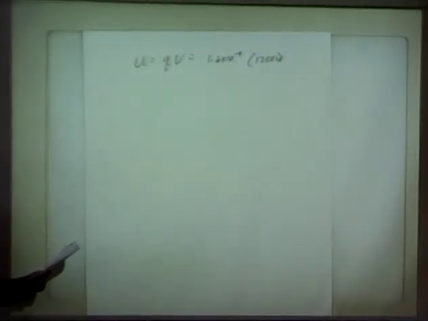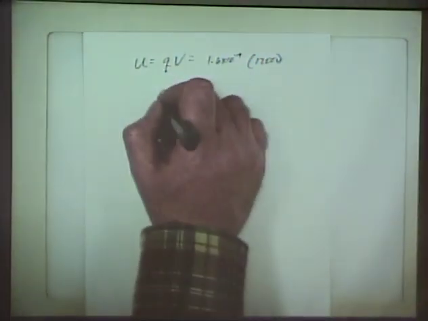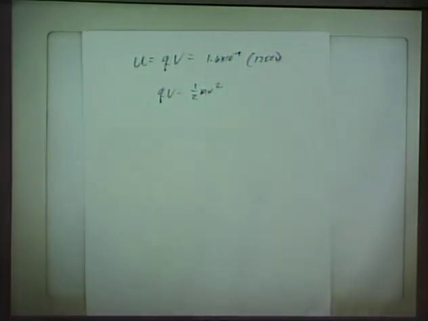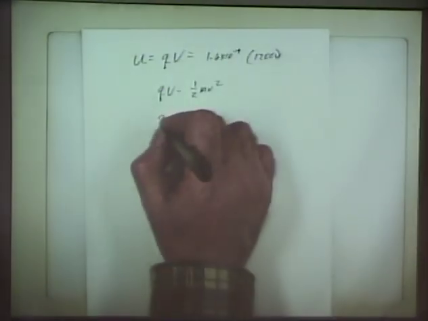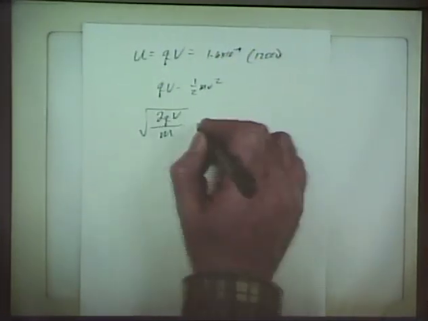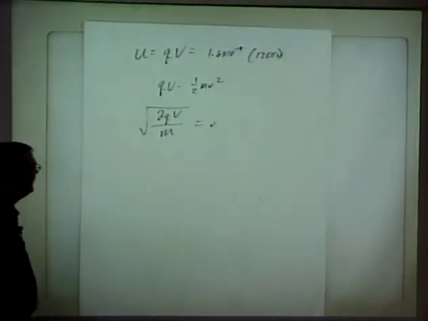Now then, what speed does it acquire? Well, QV equals 1/2 mv squared again. So the square root of 2 QV over m equals the velocity, little v. That's it.